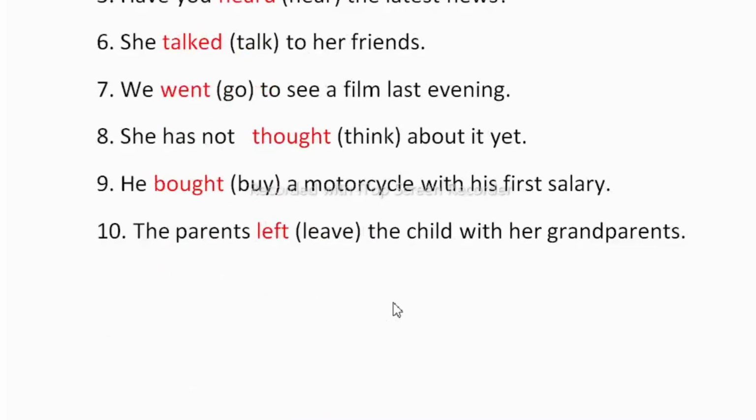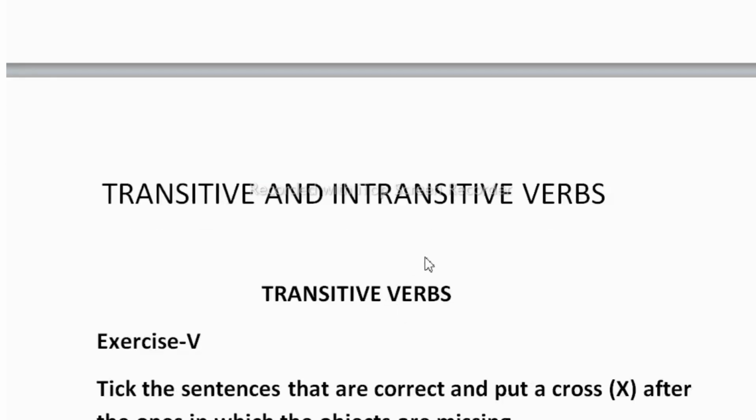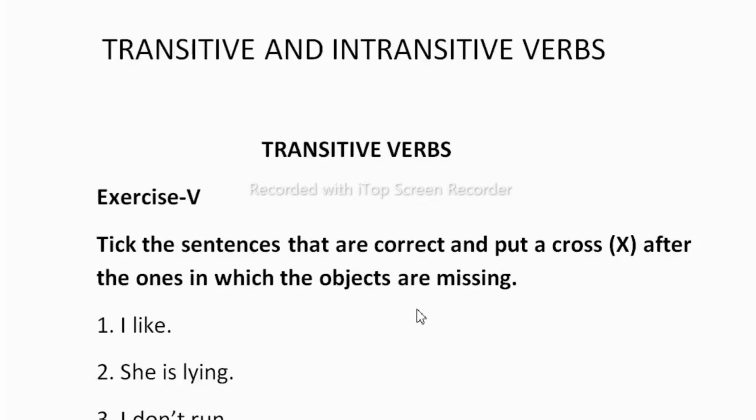So in today's video we are going to see the transitive and intransitive verb exercises. The remaining exercises, from exercise 5 to exercise 9, we are going to see in this video. So let's start our video.